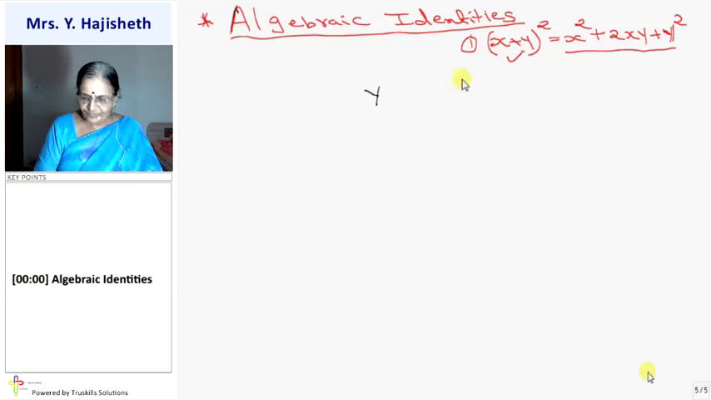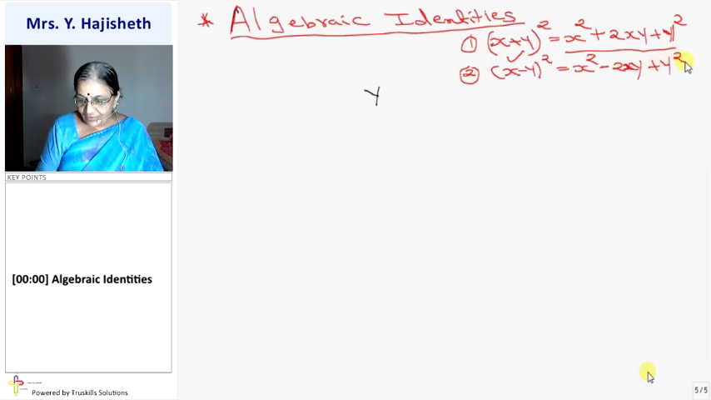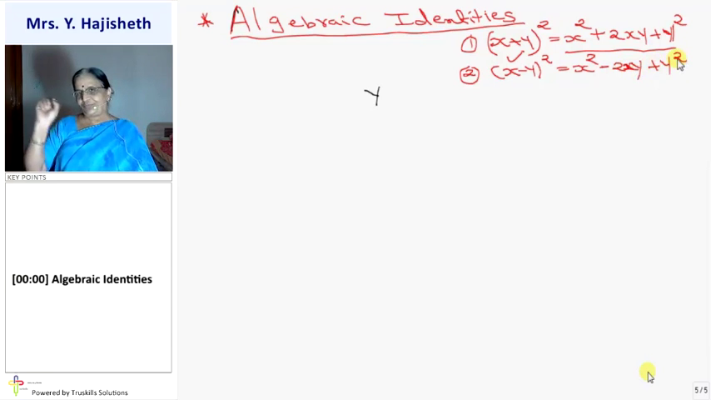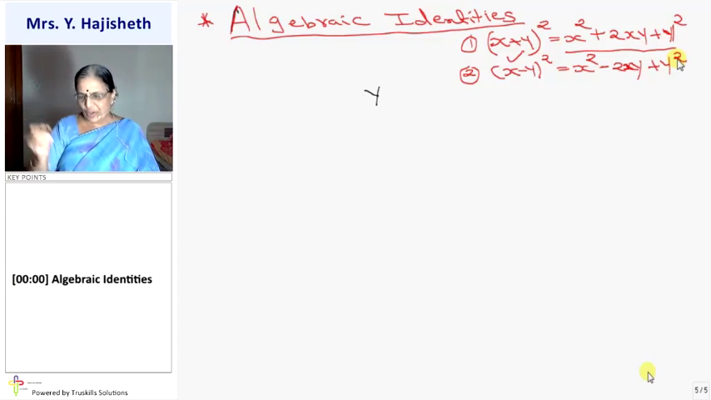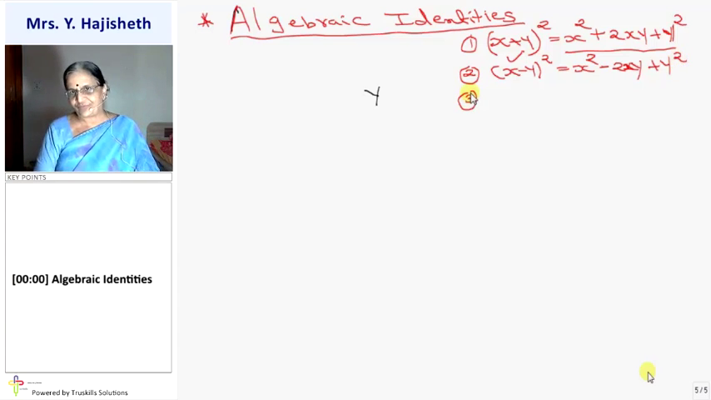Okay? Second is x minus y whole square. The difference is only that the middle term is minus. All these identities you have done in standard 8 and you have used them also. Right? You have done sums based on this in standard 8, chapter algebraic expressions. In that you had done these 4 formulas.